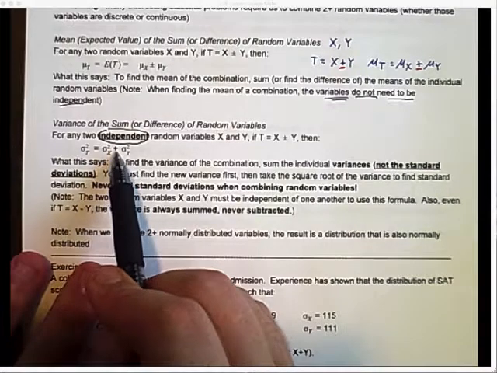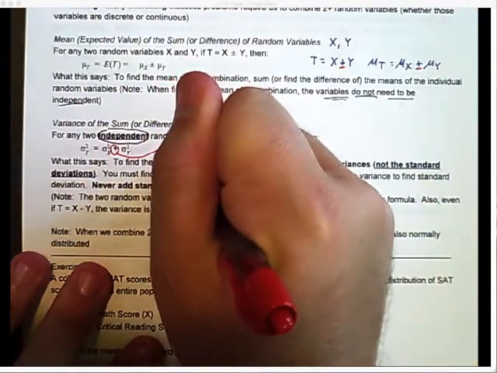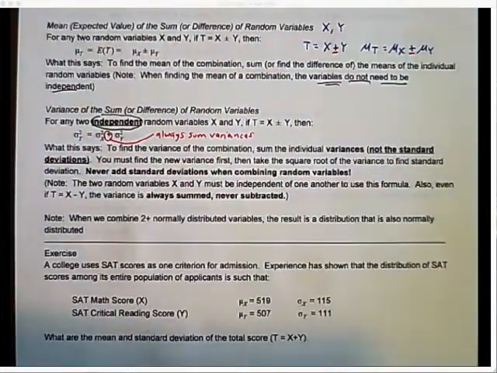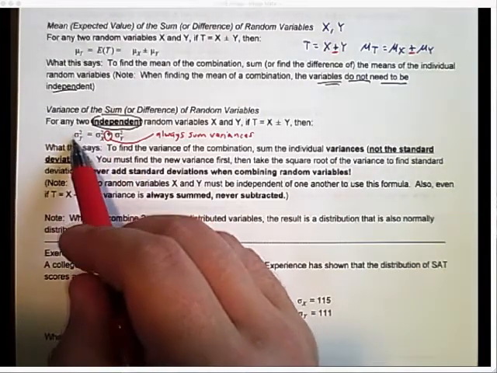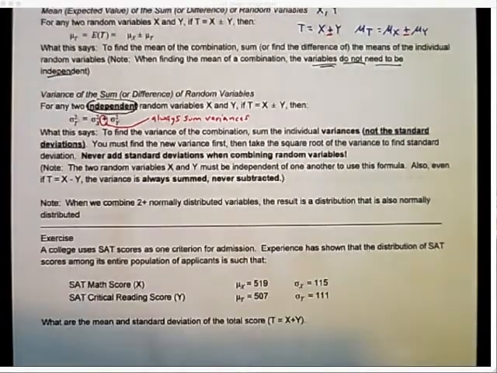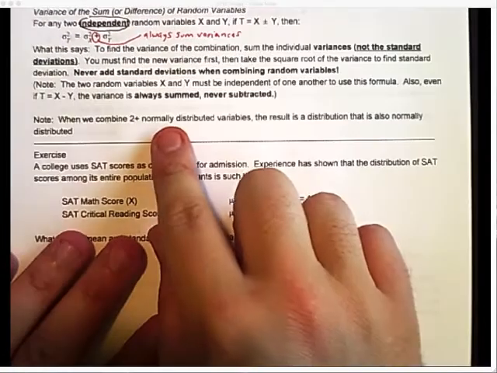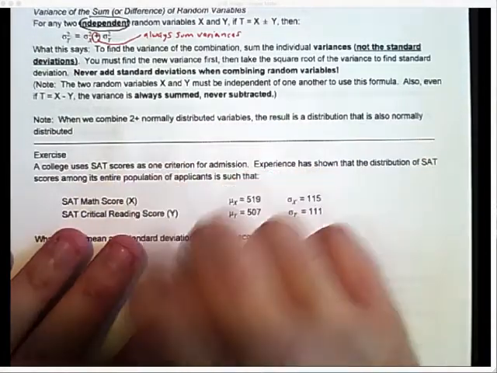This is always a plus. See this sign? It's always a plus. You never subtract variances. You always sum variances. So you add variances. You do not add standard deviations. If they asked you for the combined standard deviation, after you found this thing, you would just take the square root of it to find the new standard deviation. The new variance is always summed. And also what's important here is when we combine two normally distributed variables, the result is a distribution that is also normally distributed.